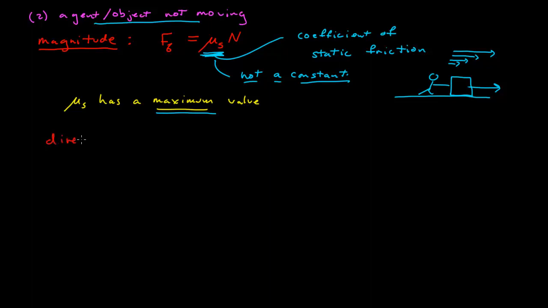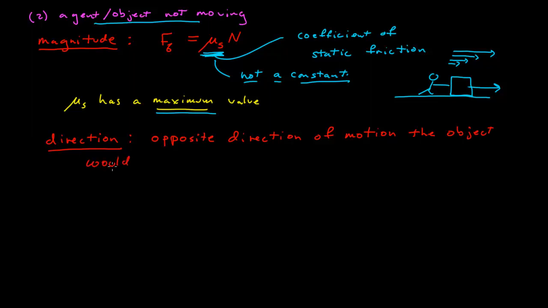And now let's look at the direction. The direction of the static frictional force is in the opposite direction of motion, opposite the direction of motion the object would take relative to the agent, and this is important, I'll describe why in a minute, relative to the agent if friction were not present.